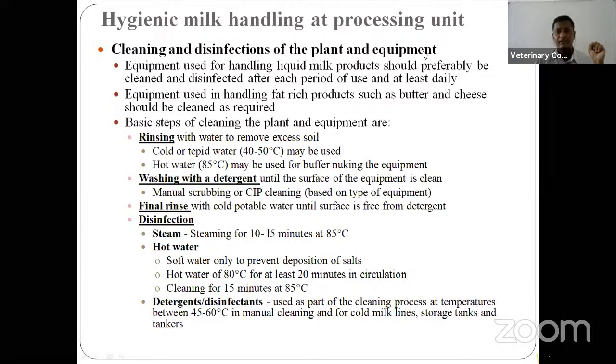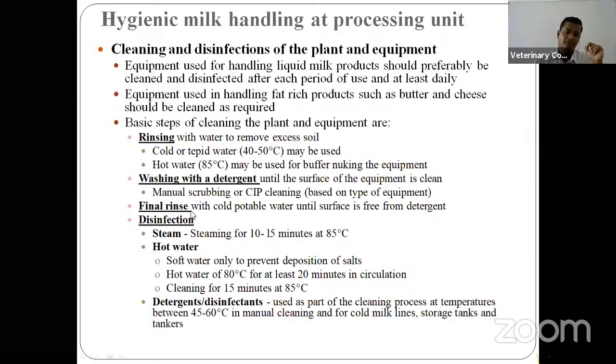So, within the dairy processing plant, the majority of the times we follow the CIP type of cleaning, cleaning in place. The basic steps involved in the cleaning and sanitization of dairy equipment include rinsing with normal water, then hot water, then with the detergent, a particular sequence of detergents, then final rinse, and then we go for disinfection. Sometimes I'm using the word disinfection, sometimes sanitization, and sometimes sterilization. There are various degrees of attaining microbial freedom. There are some definition differences in that. There's a separate topic on that, I'll talk about it a little later.